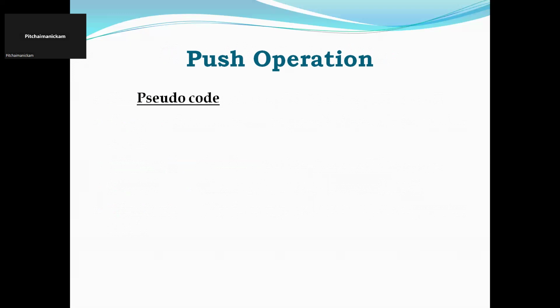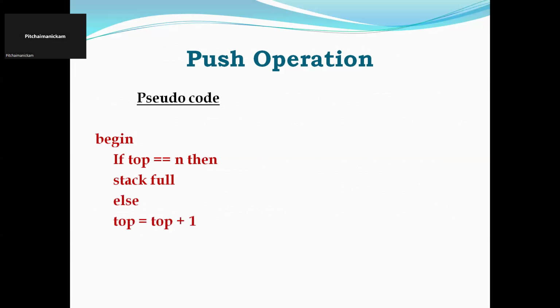The two important operations are the push operation and the pop operation. For the push operation, we need to consider the pseudocode. First, we check the top of the stack pointer: if top is equal to n, the stack is full. Otherwise, top is equal to top plus one. The stack pointer is incremented by one, and then we assign the item to the top of the stack. This is the way we perform the insertion operation on the stack.